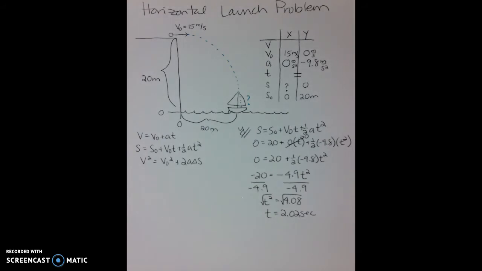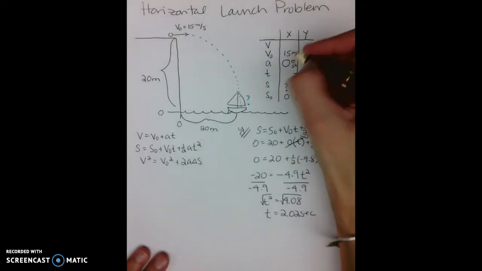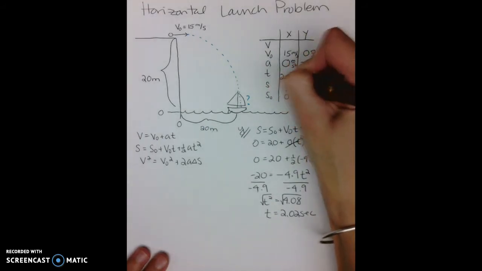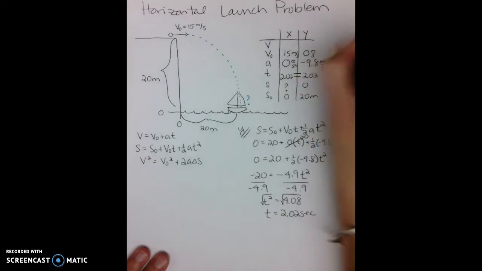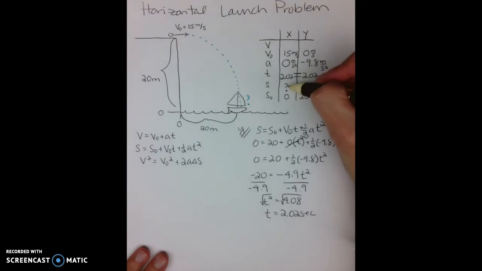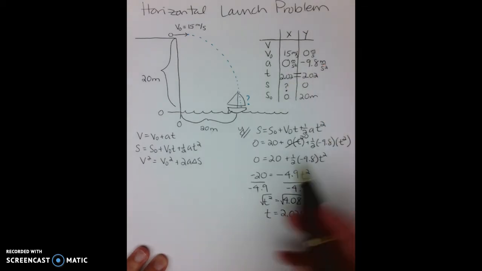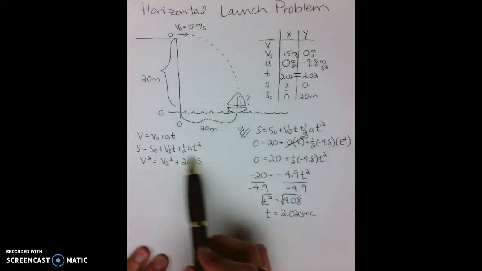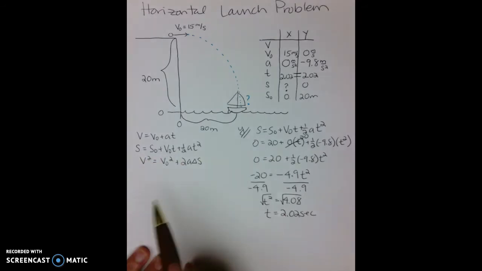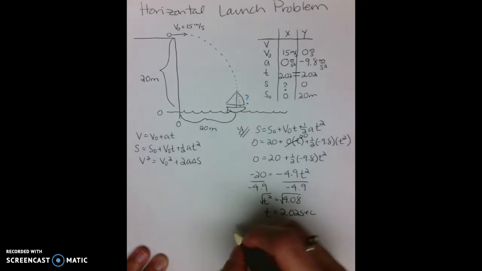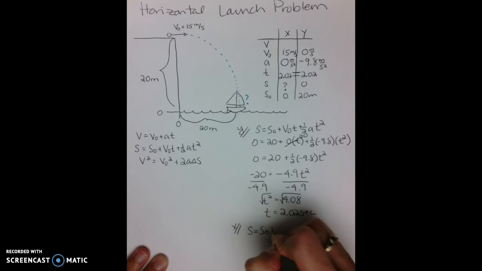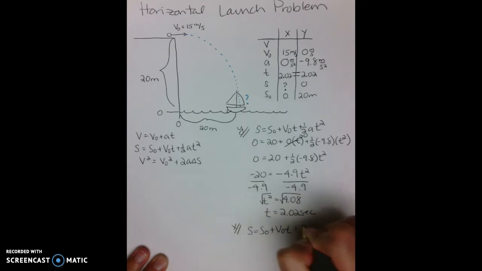And what's nice about that is I can put that in both my x and y column here. And now I have enough information in my x direction to solve for final position. Okay? So I'm actually going to come back and use this same equation, s is equal to s naught plus v0t plus 1/2 at squared. But in this case, I'm going to do it in the x direction.